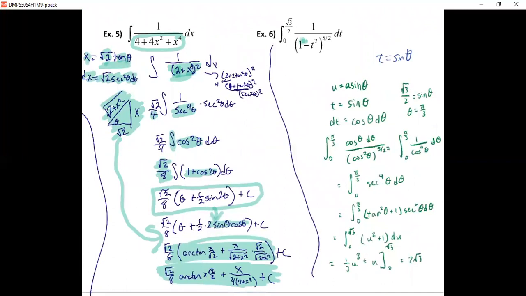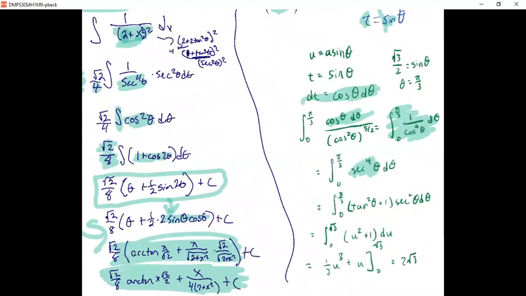The fact that I'm seeing a 1 minus t squared prompts me that we have sine, because it's a squared minus u squared. So u is just t, a is 1, and we have that expression. So dt is cosine theta d theta, which is what I have here. And working that all out, we have cosine over cosine squared to the 5/2, which is cosine to the 5th, or that overall is 1 over cosine to the 4th, which turns into secant to the 4th.